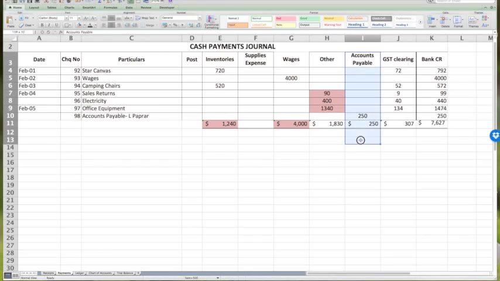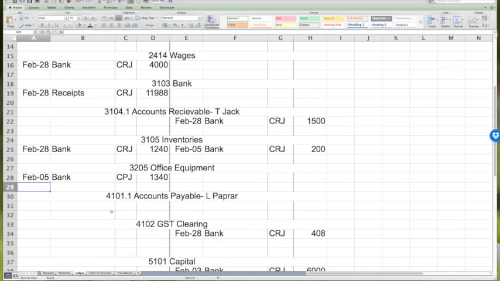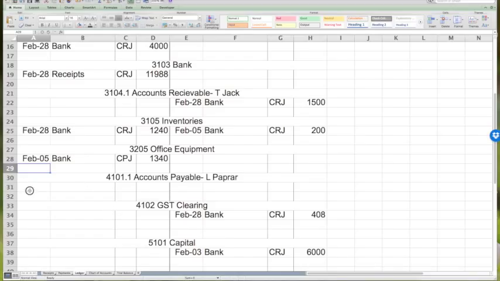Next one we've got is for accounts payable. We're posting a total for this column. So we'll hop into our ledger, accounts payable. February 28th, we've got bank, cash payments journal, $250.